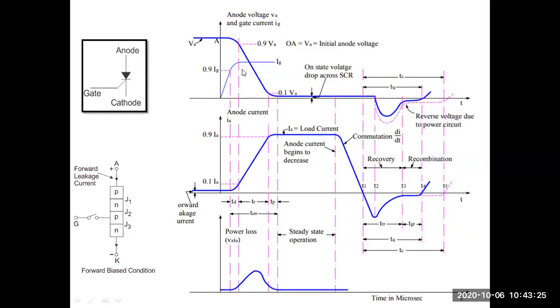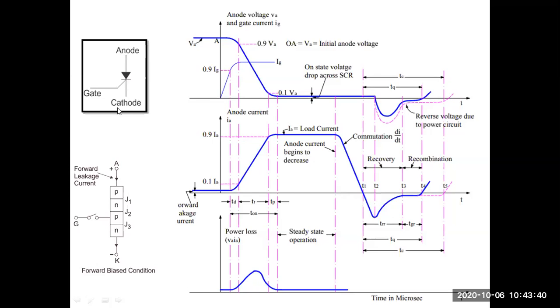Look at the first figure. Slowly when the gate current is increased, it will be around a very minimum gate current value. This is the first thing we are going to do.